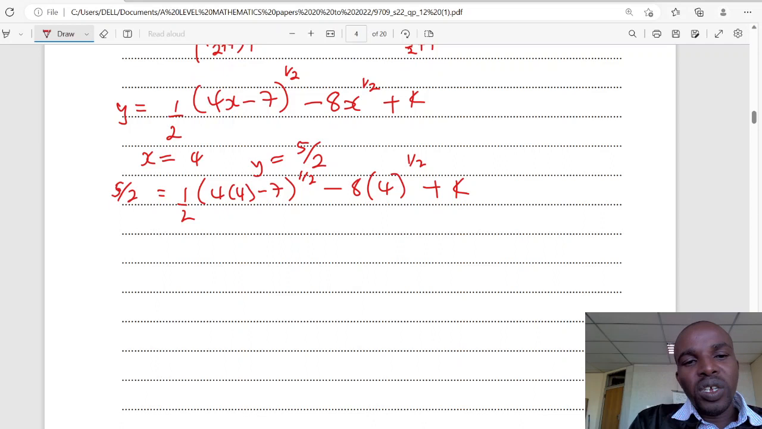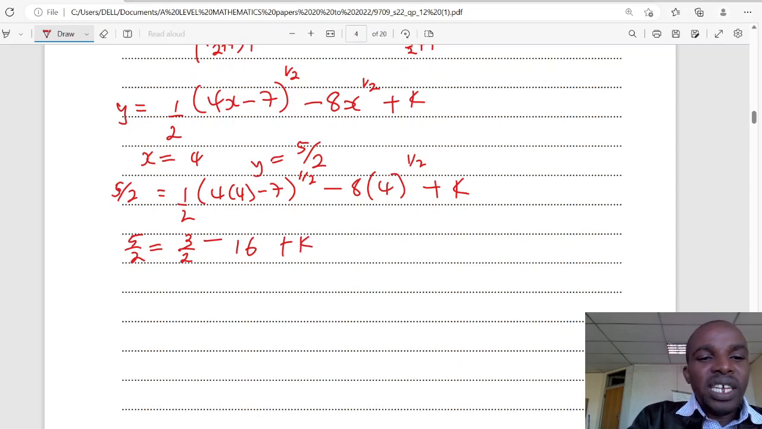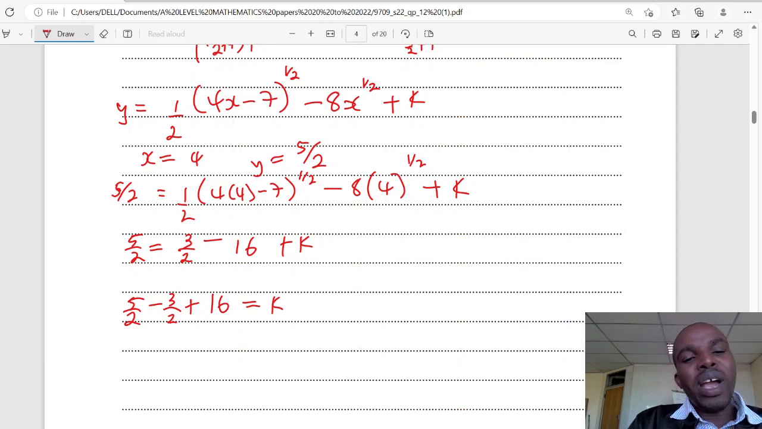Inside this bracket, 4 times 4 is 16. 16 minus 7, make sure it's 9. 9 to the power half is 3. So 5/2 is equal to half of 3, which is 3 over 2. Minus, then here 4 to the power half is 2. 2 times 8 is 16. Plus a constant k. Right, take everything to the right side: 5/2 minus 3/2 plus 16 is equal to k. 5/2 minus 3/2 is 2/2, which is 1, plus 16 is 17, equal to k.